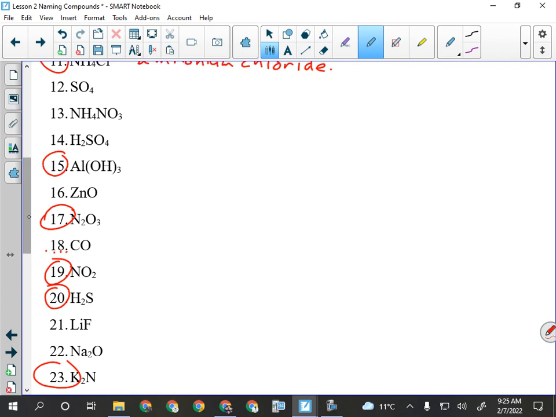Okay, for number 15, we have another ionic compound because we've got a metal and a polyatomic ion. Okay, so we'll follow the ionic naming rules. So aluminum, and this is going to be hydroxide. Okay, questions on that one? Don't be afraid to ask, guys, as we go.